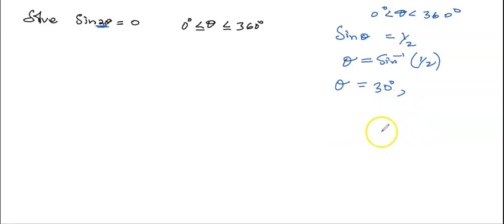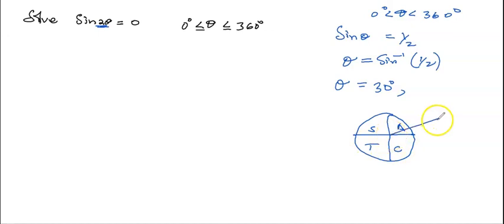Whichever method you use, whether the graph or the circle, if I can use the CAST diagram over here, you see that you have all students take coffee. I have my first angle here at 30. It is positive, the sine is positive, so the other angle is over here. They have the same base angle, 30, and this other angle is going to be 150. So you have two angles.